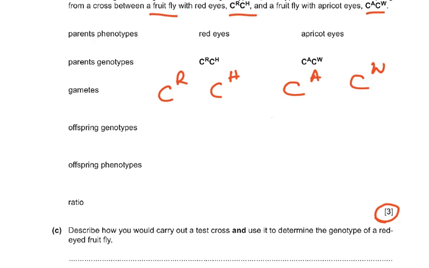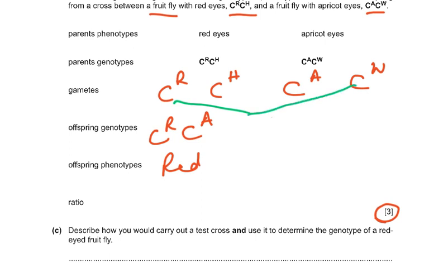Then the offspring genotype. So this will be CRCA, which will be red eyes. And then the other one will be CR and CW, and this will again be red eyes, right?